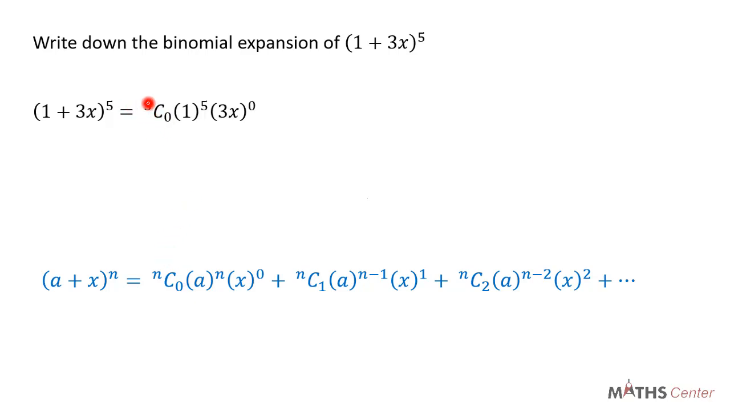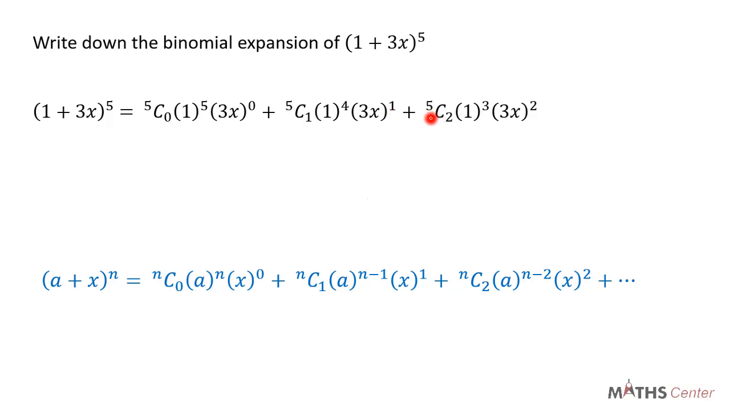The first term is going to be 5 combination 0. Then the first term in the expression, which is 1, will have the exponent 5. Then the second term, which is 3x, will have the exponent 0. In the next term, the 5 combination 0 becomes 5 combination 1. The exponent on 1, which is 5, will reduce by 1 to 4. The exponent on 3x, which is 0, will increase by 1 to 1.